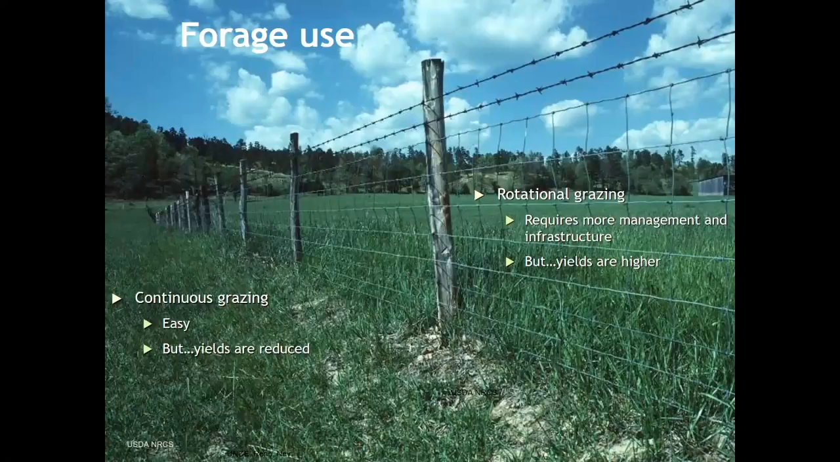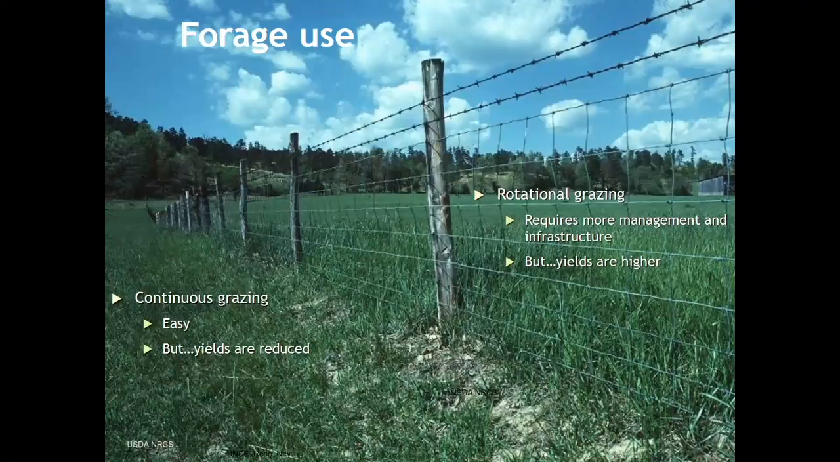Livestock are selective, and so they will eat their favorite plant, just like us. We like things to taste good. So as they eat those plants that they desire more, they leave those less desirable species in the field. So selective grazing has a way of really altering the composition of that pasture.